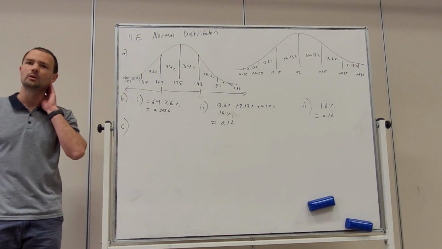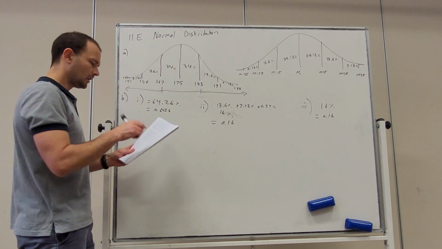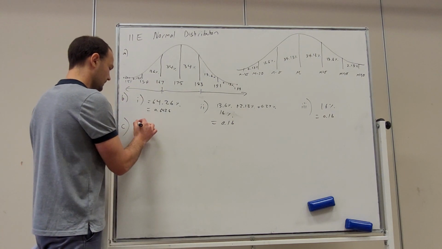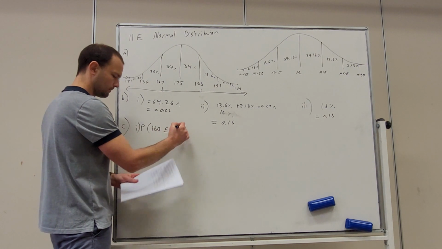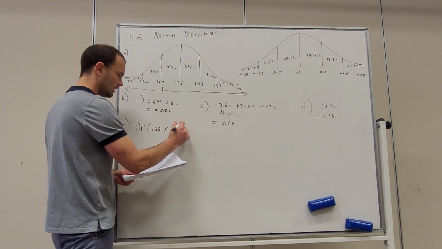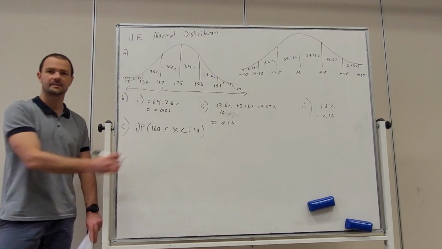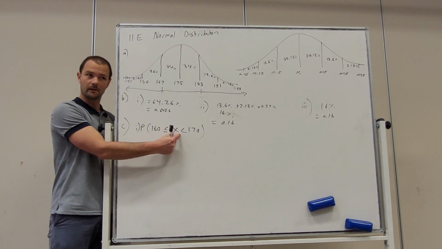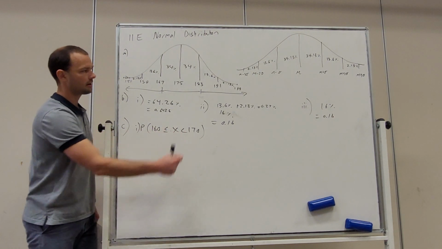However, most of what we will do will be on our calculator, and so that's what we're going to do next. Perform the following calculations using technology, and state their significance. Part 1 says, find the probability of the height being between 160 and 170. That's what this statement means. The probability that our variable, the height of year 11s, is between 160 and 170.